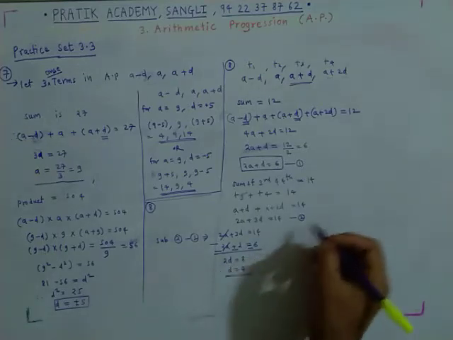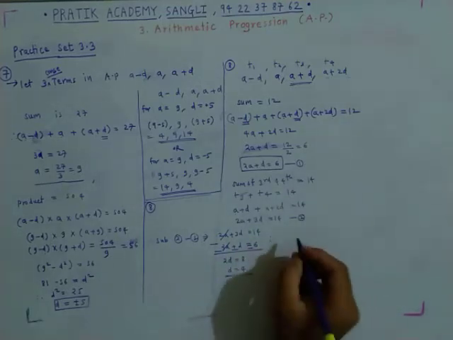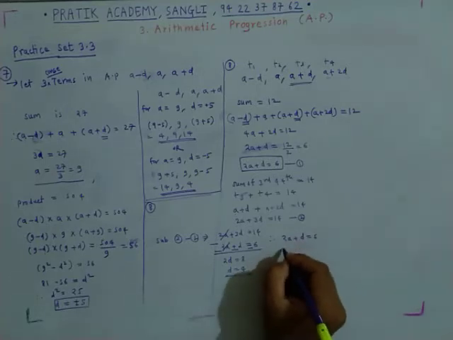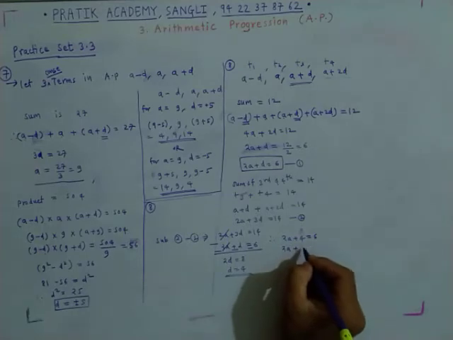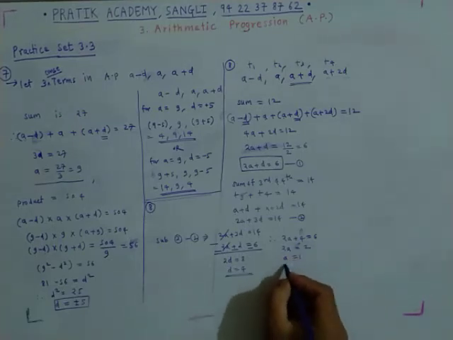Then use this value in equation 1 or equation 2. Therefore 2a plus d is equal to 6. Using d here, 2a plus 4 is equal to 6. So 2a is equal to 6 minus 4, that is 2. a will be 1.